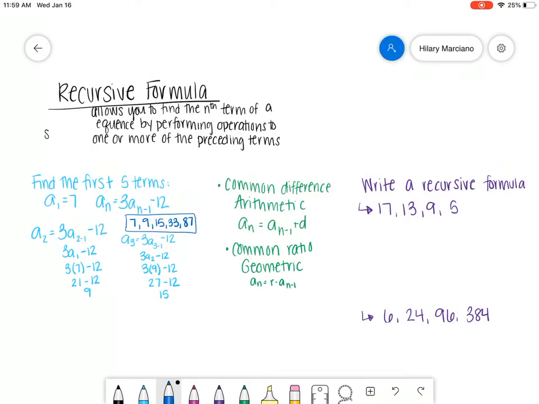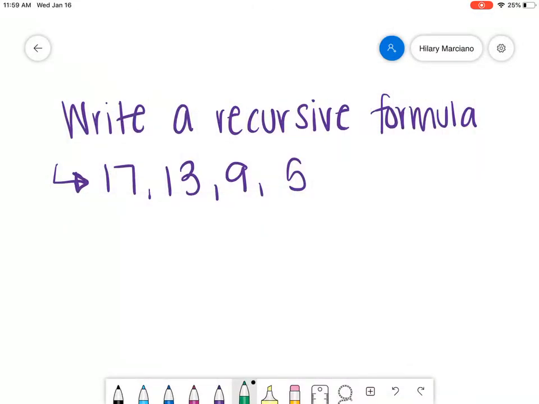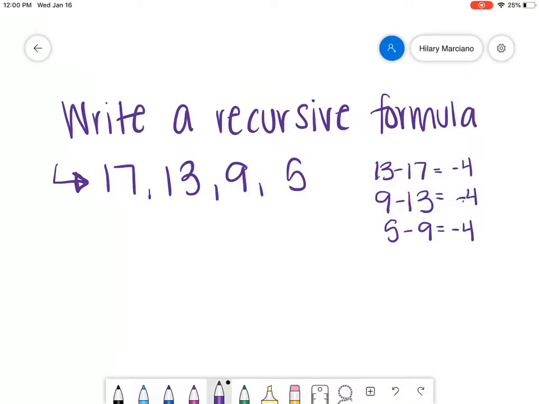Next, we're going to talk about how you write a recursive formula. So we have 17, 13, 9, 5, and those are the 4 numbers that they gave us. So first we need to figure out, is it an arithmetic or a geometric sequence? So we're doing 13 minus 17, 9 minus 13, 5 minus 9, and are we getting the same answer for all of them? That would tell us if it's arithmetic. So that's -4, -4, -4. Excellent. So we do. So that means we know that it's an arithmetic sequence.